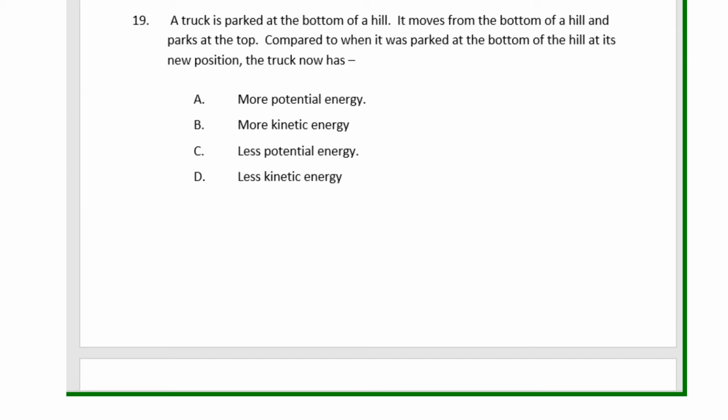Number 19. A truck is parked at the bottom of a hill. It moves from the bottom of the hill and parks at the top. Compared to when it was parked at the bottom of the hill, at its new position the truck now has A, more potential energy, B, more kinetic energy, C, less potential energy, D, less kinetic energy.